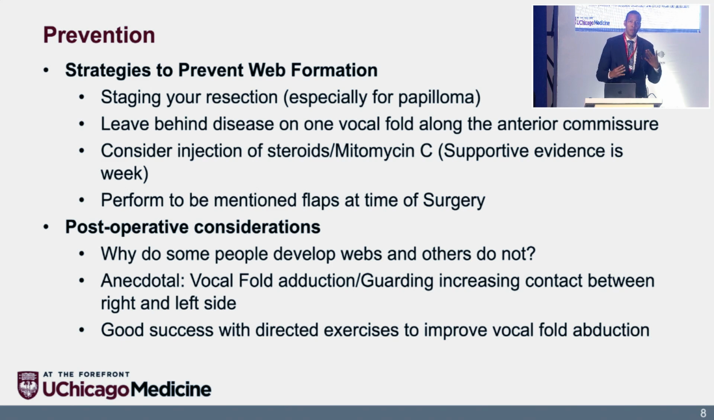Rather than actually treating both sides anteriorly and allowing a web to form, the best thing to do is to prevent a web from forming in the first place. So one thing you can do is you can stage a resection. If you have papilloma where disease is along both anterior parts of the vocal fold, you can leave a little bit of papilloma behind and come back about 2 months later and treat the papilloma at a subsequent surgery.